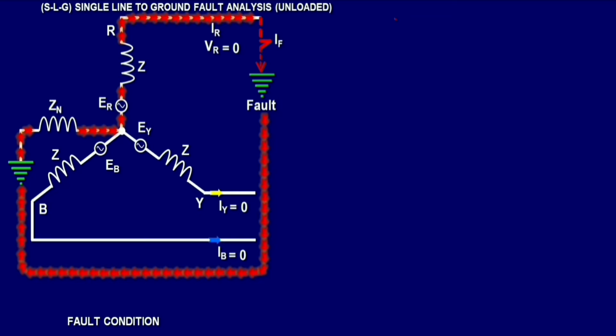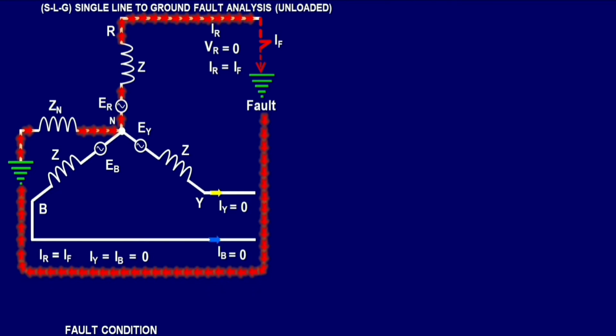What will be the value of IF? The value of fault current IF is equal to IR. So right here, the line currents IY and IB still remain 0.